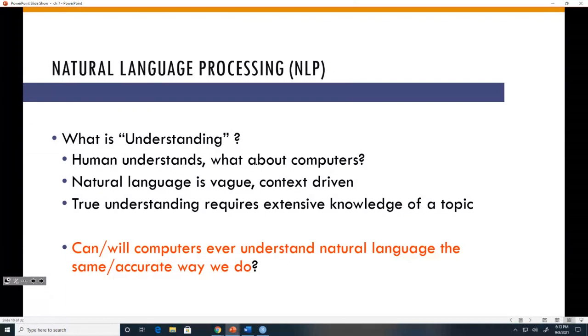So this is a question I ask myself all the time as a professor. What is understanding, and how do I know if students really understand a concept or a process? What do you think, Dr. Megan?